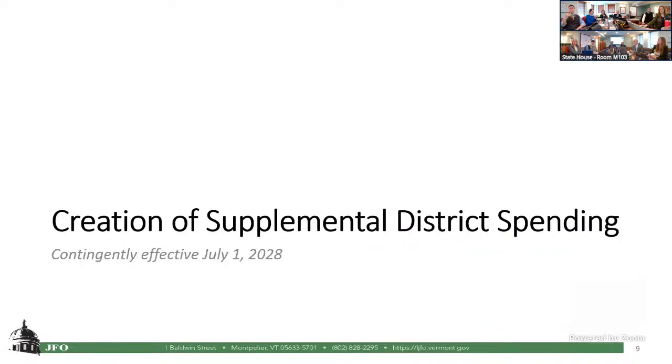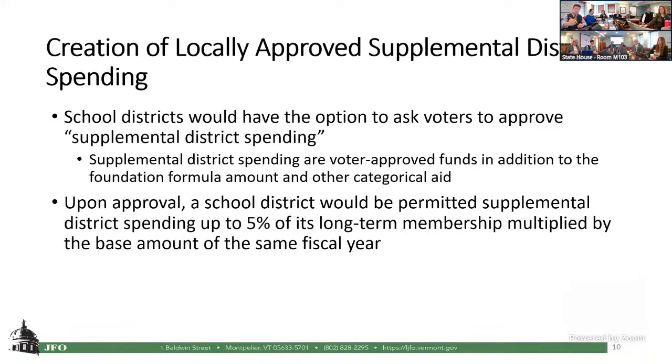Okay, so that was the quick review of the foundation formula. Be good to move forward. Yes. Okay, so supplemental district spending.